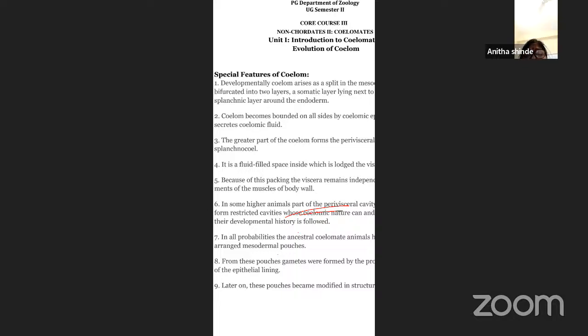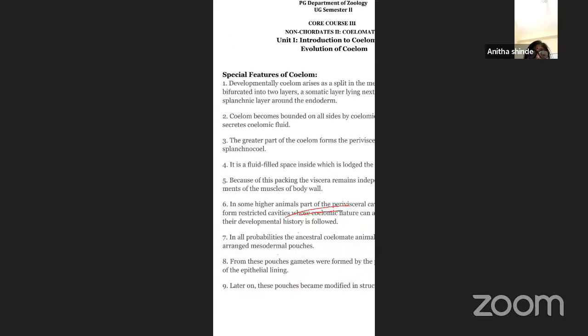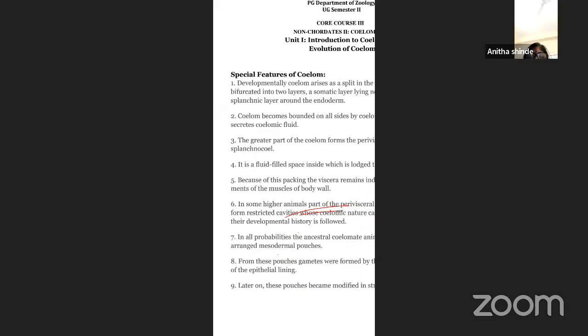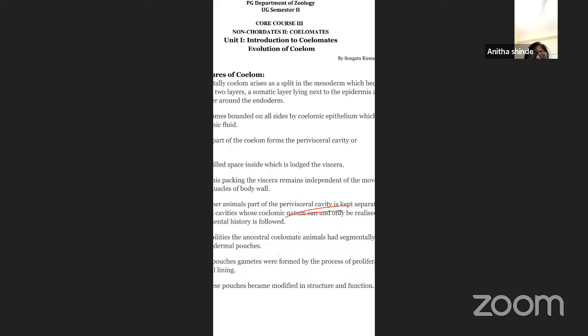from the mesodermal pouches, and from these pouches only the gametes were formed by the process of proliferation of the epithelial lining, and later on these pouches became modified in structure and function. Are you understanding? So basically we can say that coelom has originated from our ancestors, in the form of what?